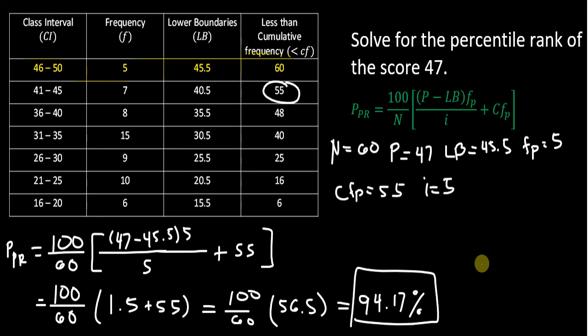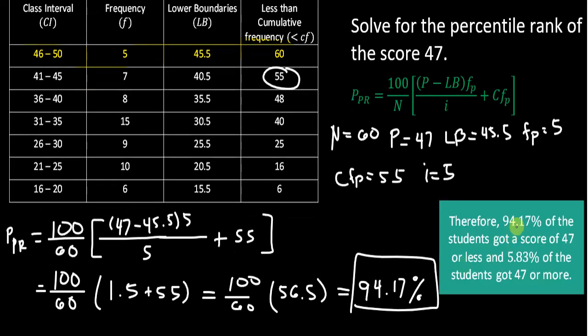Ano ibig sabihin yan? Ibig sabihin yan, 94.17% of students ay nakakuha ng 47 or mas mababa sa 47. At 5.83% naman ang nakakuha ng 47 or mas mataas pa sa 47.